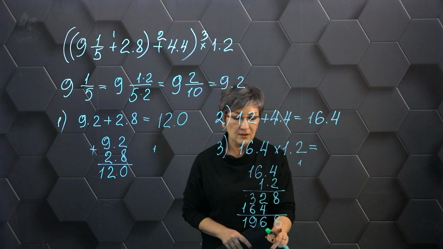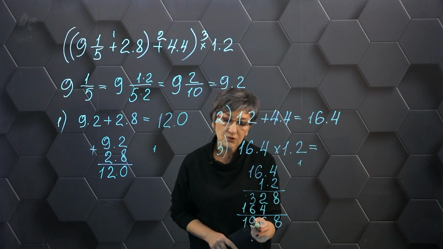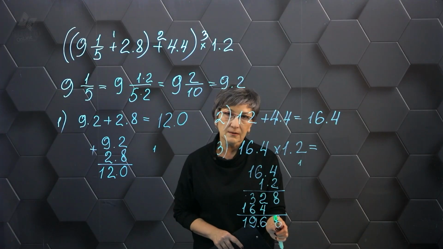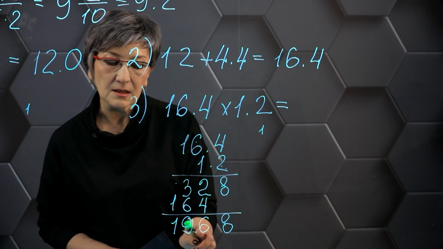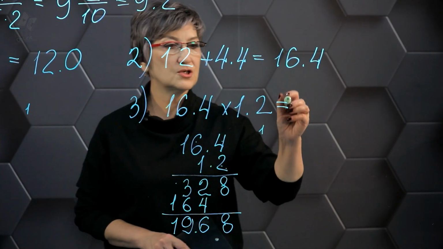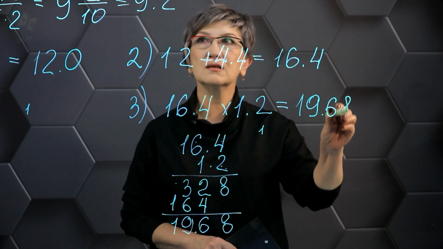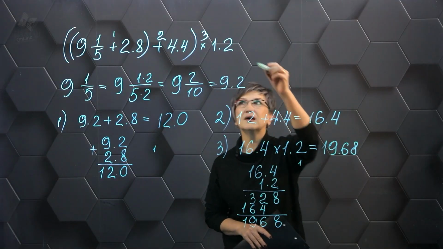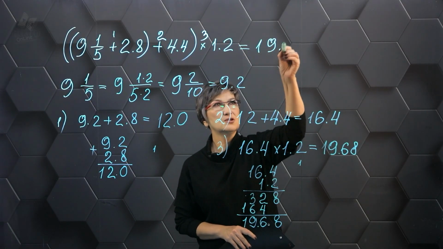So in our result, I have to allocate the whole part. I'm going to count from the right-hand side. What is the value of 1 plus 2? The answer is 19.68, 68 hundredths. I don't forget to write down this answer. And it turns out to be 19 and 68 hundredths.